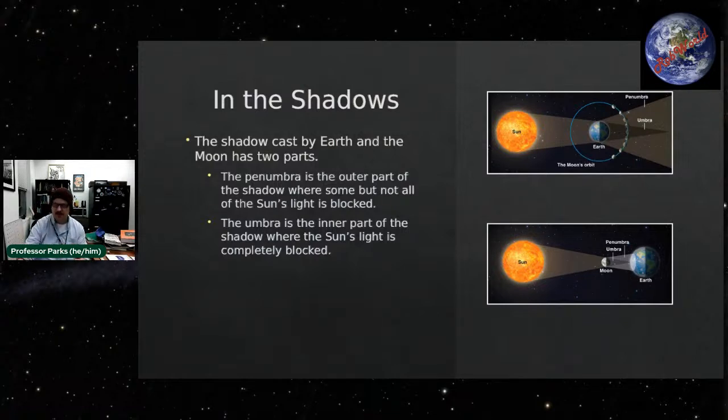Now let's talk about solar eclipses. Solar eclipses, there are three of those. There is total, partial, and annular.